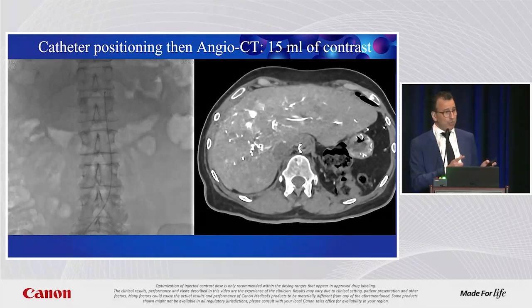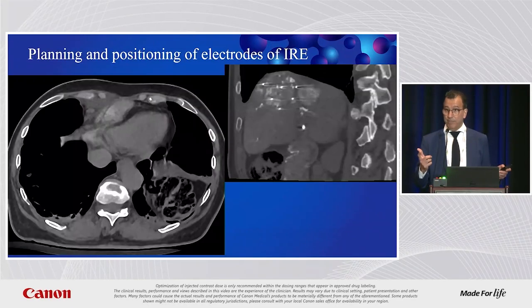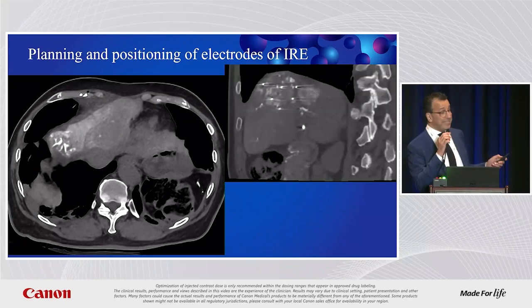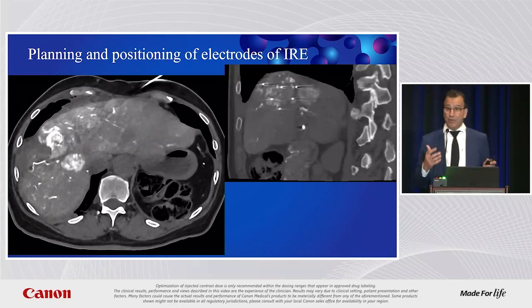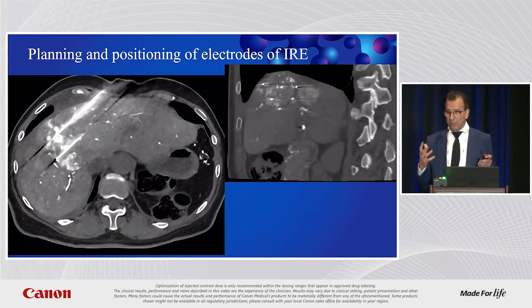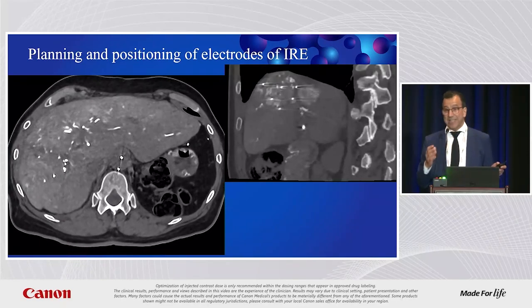Because I cannot do thermal for the large Mets in front, we are planning to do an IRE. So we position 6 electrodes all around. The problem of IRE here is, it's okay, but I will not obtain the margin I want. You see what I mean? This is not the margin you want to obtain. In this case, I need to add to it.